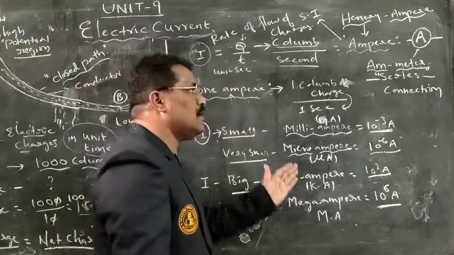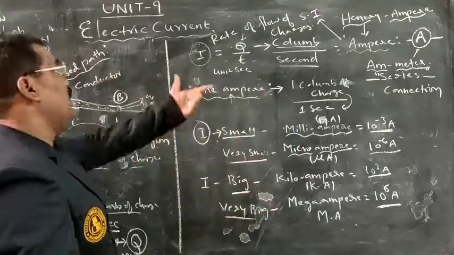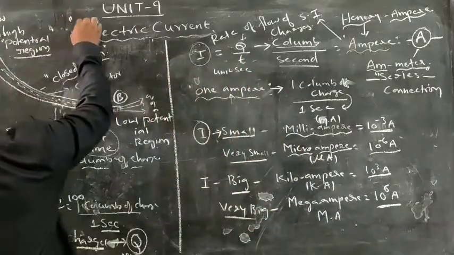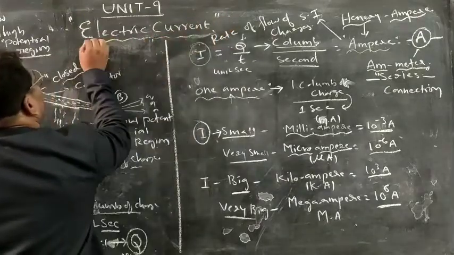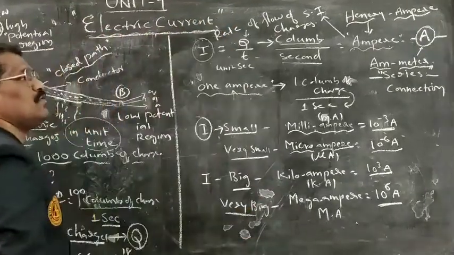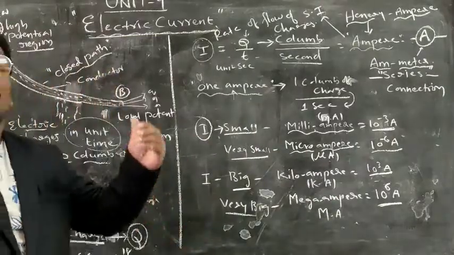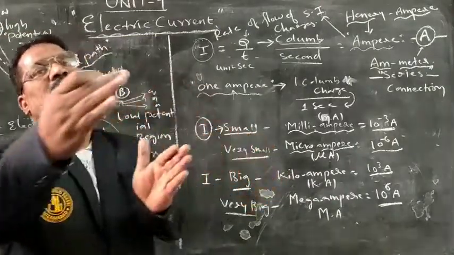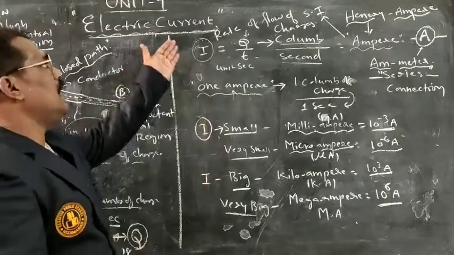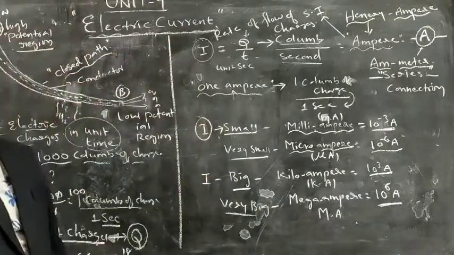By this we have completed one concept, which is called electric current. What is electric current? The amount of flow of charges per second, per unit time interval, is called electric current.